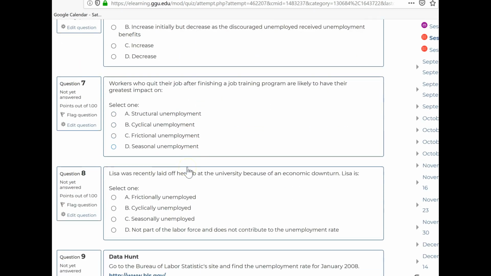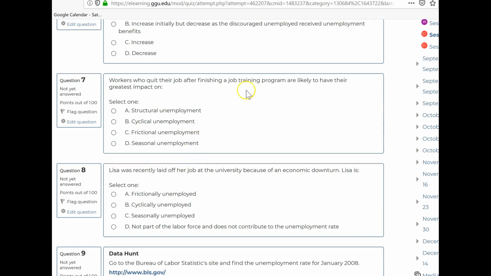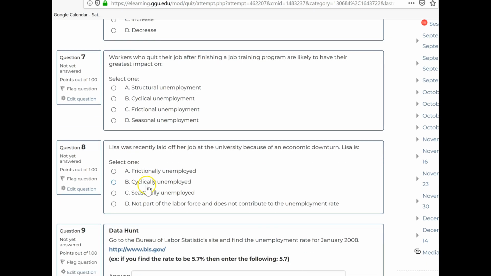For number 7, workers who quit their job after finishing their job training program are likely to have the greatest impact on. So basically, questions number 7 and number 8 talk about the different types of unemployment. There's frictional, seasonal, structural, and cyclical. And there are reasons for both. So both of these are kind of straightforward. I'm not trying to be tricky in either one of these. But if you have any problems with 7 or 8, just email me. The definitions are in the textbook as well as my PowerPoints. So this is pretty straightforward.